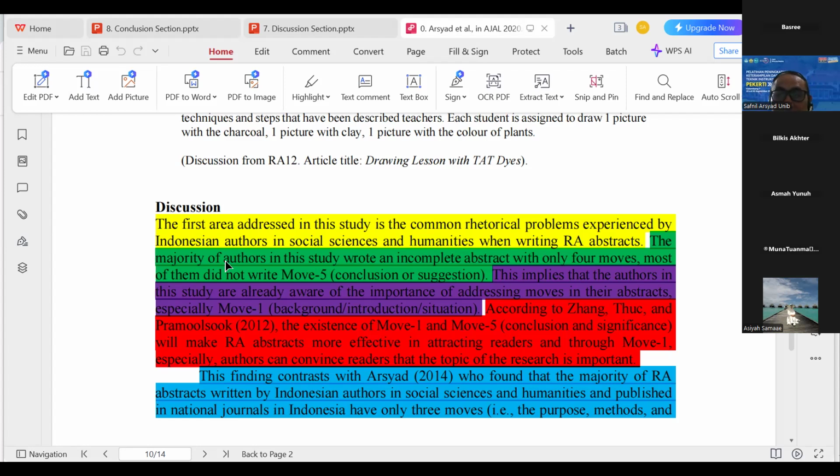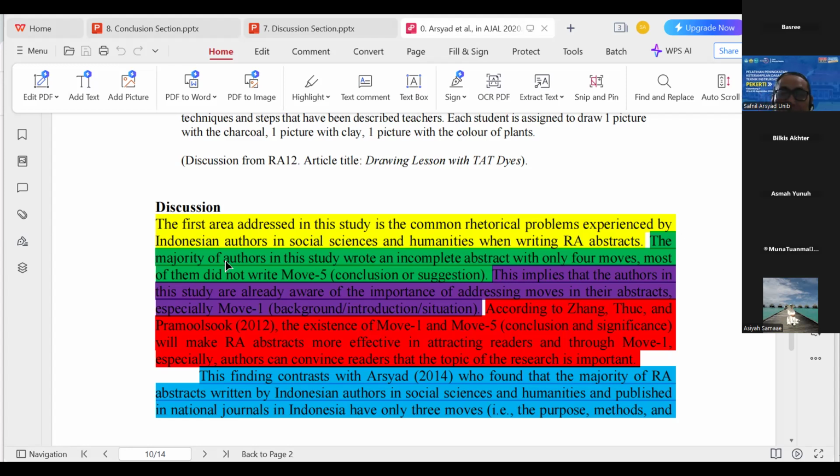And the one in green: the majority of authors in this study wrote an incomplete abstract, with only four moves. Most of them did not write move five, conclusion or suggestion. So this is move two, the research results, to respond to the research objective, which is in yellow.